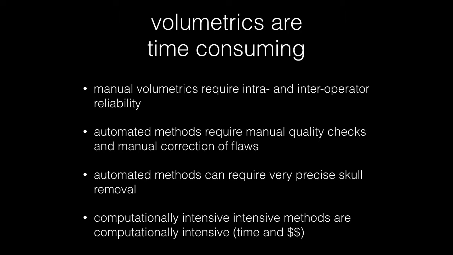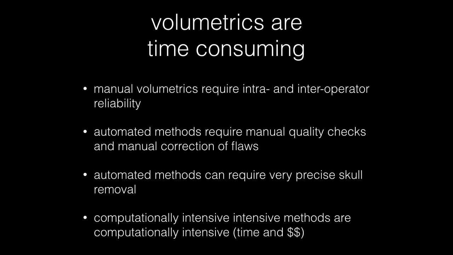Finally, one of the primary limitations of volumetrics is that they are time-consuming. If we're talking about manual volumetrics, those really require that you establish both within-rater and between-rater reliability, and so your n's are getting multiplied by the number of extra ratings that you're doing for that reliability. If we're talking about automated methods, they require manual quality checking and manual correction of flaws, and that's arguably something that you also might want to perform inter- and intra-rater reliability on.